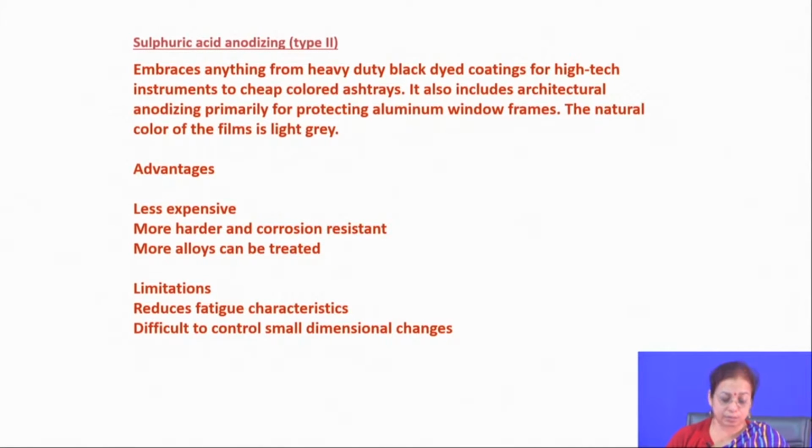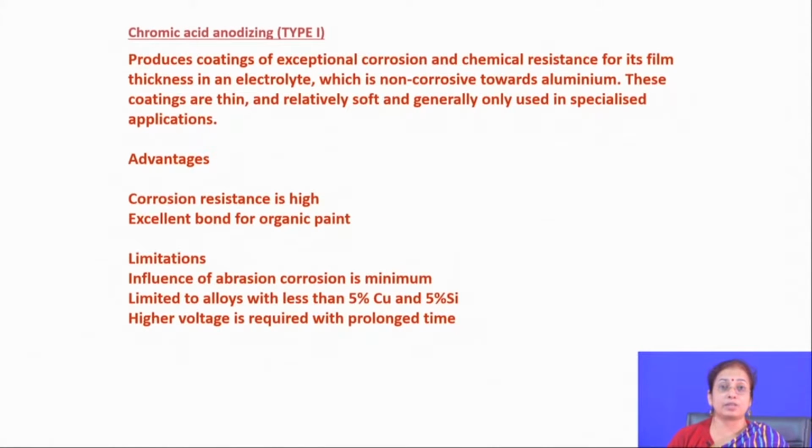In some cases sulfuric acid as a solution is preferred to chromic acid because of its peculiar nature of high hardness, as a result of which it has good corrosion resistance as well. This is mainly because when you do sulfuric acid anodization, the density of the oxide scale is much higher than that of the oxide scale formed in the chromic acid anodizing operation.